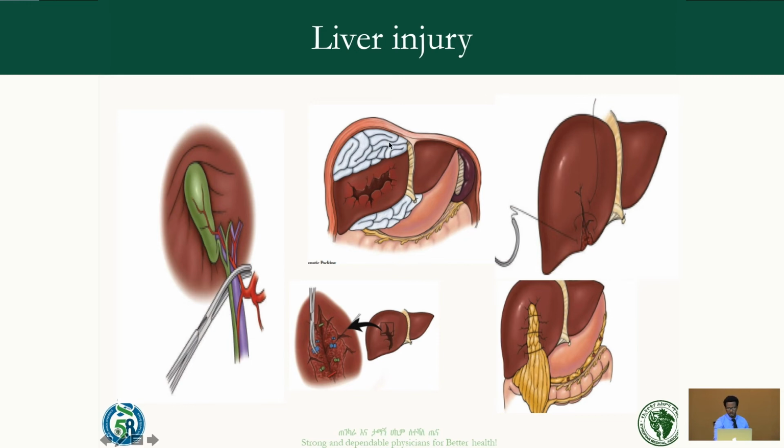The other is perihepatic packing. This perihepatic pack can be applied both anteriorly and posteriorly, so that the hepatic injury can be managed definitively after some time, after 48 to 72 hours. And the other option is the hepatic repair, hepatorrhaphy.